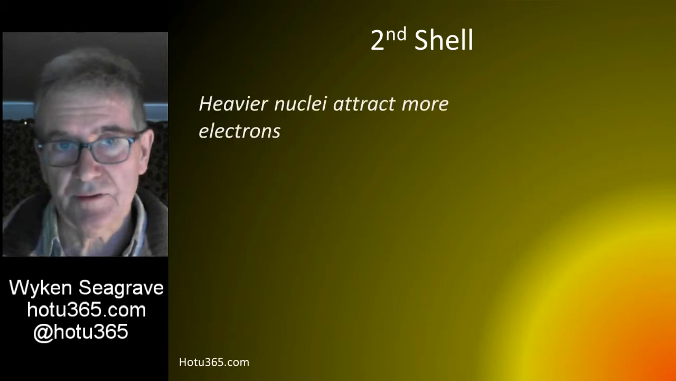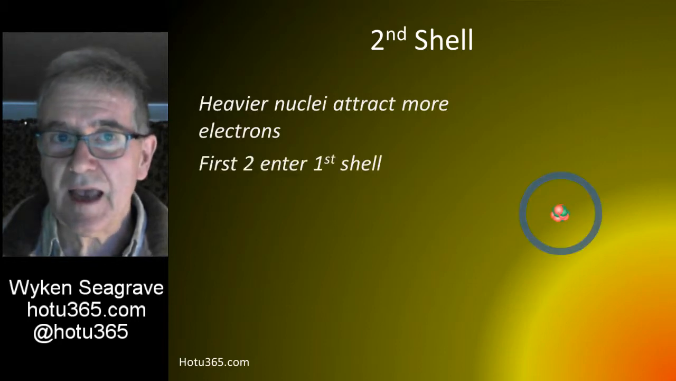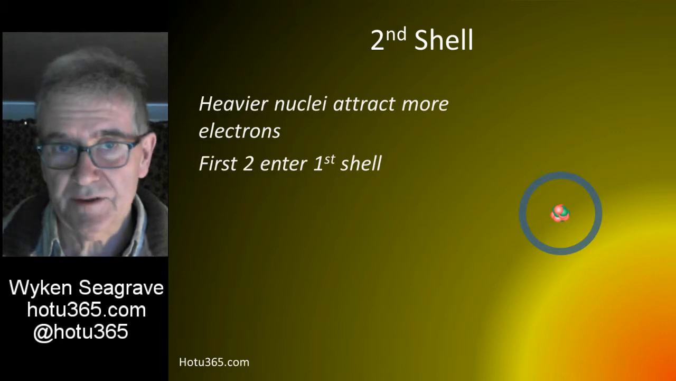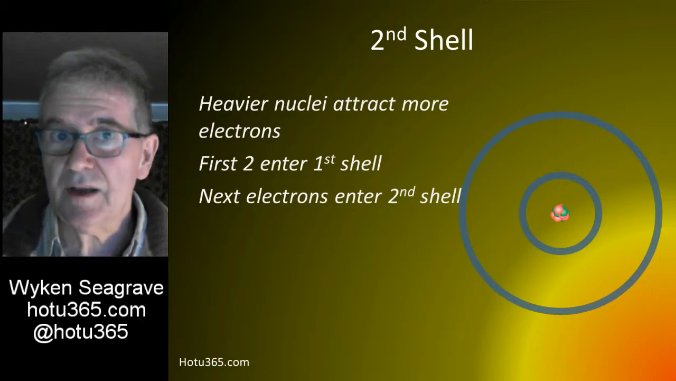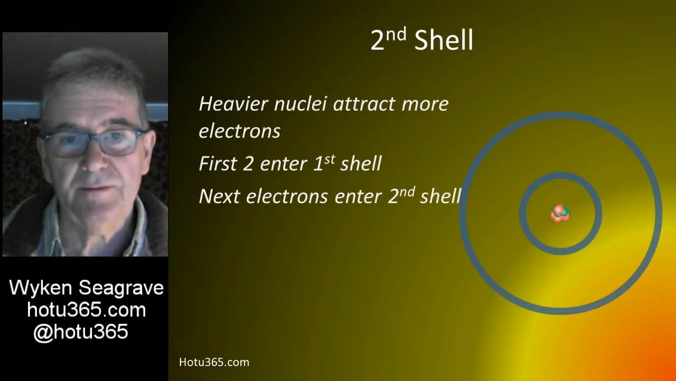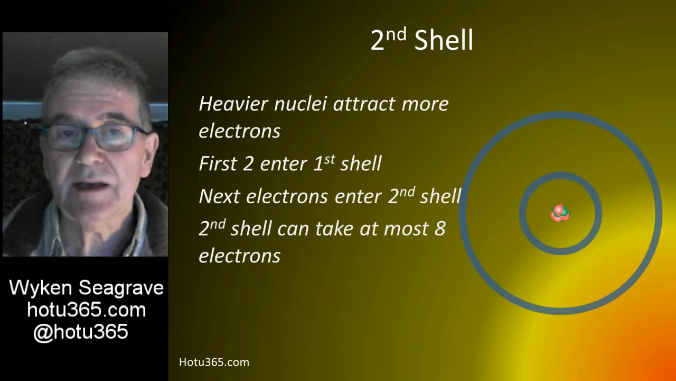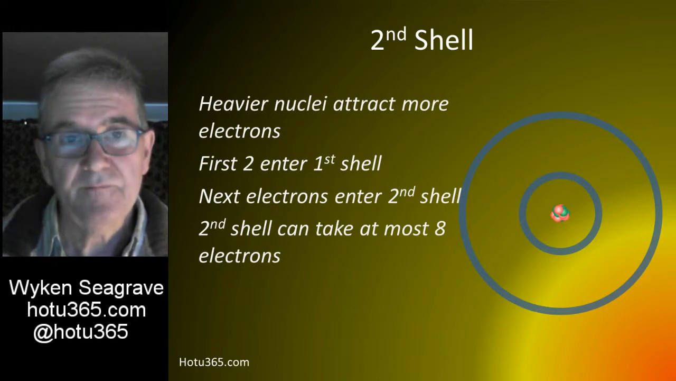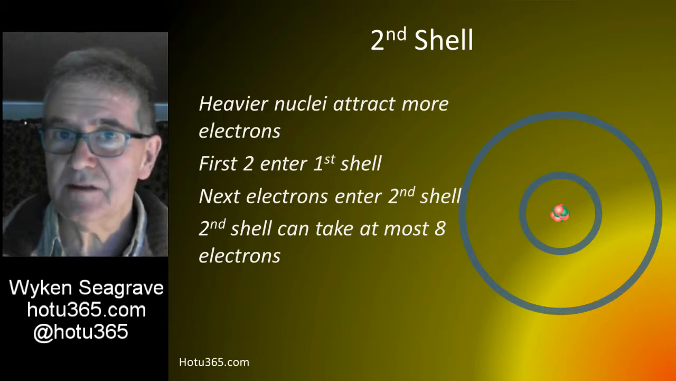If the nucleus has more than 2 protons, it will attract more electrons. The first 2 electrons enter the first shell, but then any further electrons have to lie outside the first shell, so they form a second shell. And this second shell can take at most 8 electrons. And again, the science of quantum mechanics explains the reasons why.